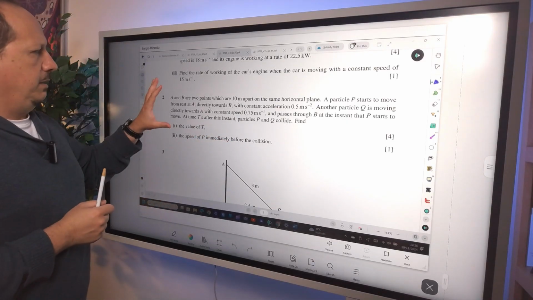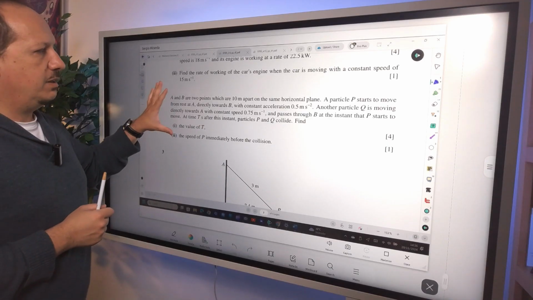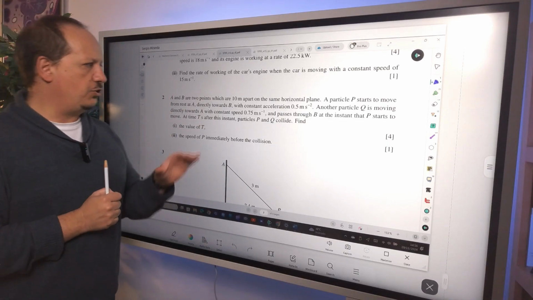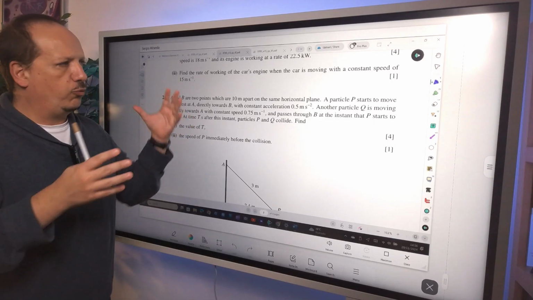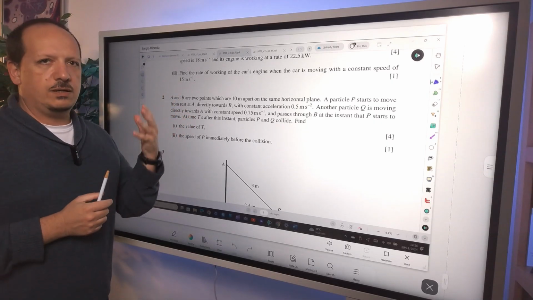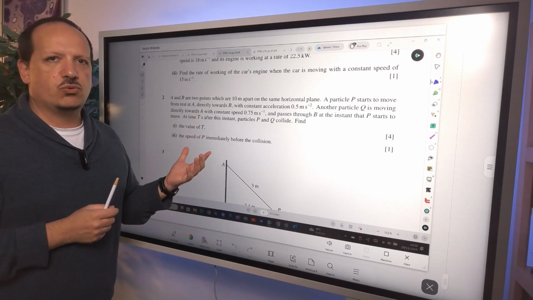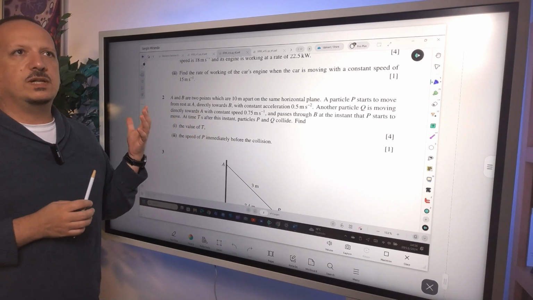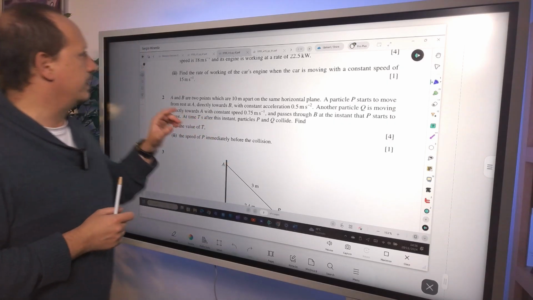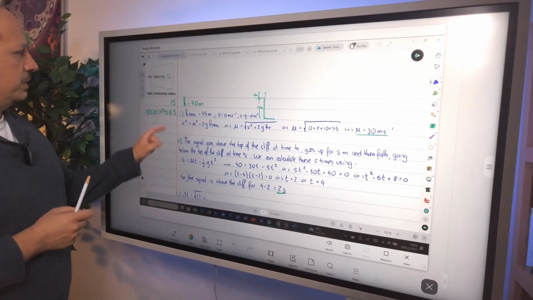Okay, you don't have a diagram here. I always advise my students to make a sketch of what is going on, because if you can picture in your head the events that are being described, it's going to be much easier for you to solve a mechanics question. So what is being described is this.